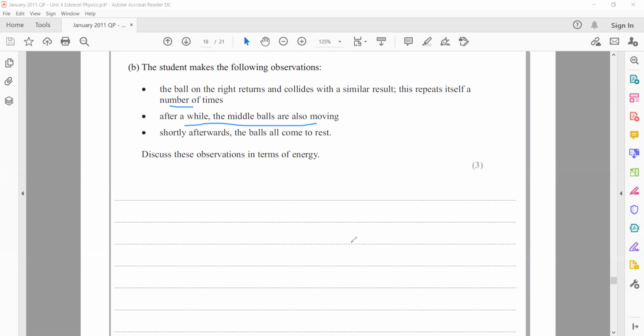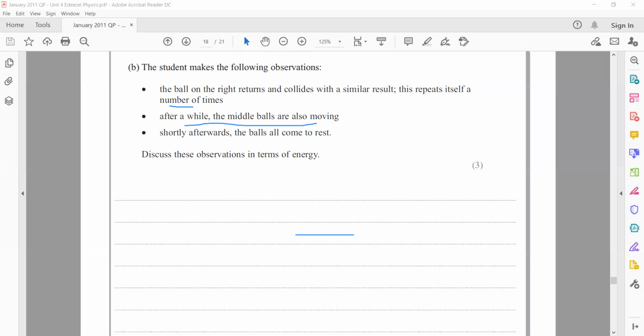Why is the middle ball moving? Because some of the energy is transferred to the middle ball. And eventually, why do all of them stop? Because all of the energy is transferred. There is no kinetic energy. Is it clear? So the mark distribution: the collisions are inelastic, or kinetic energy is transferred during a collision, or kinetic energy is not conserved. The kinetic energy is transferred into heat energy or internal energy, which causes the movement of the metal balls, and eventually all the balls stop because all the energy has been transferred.